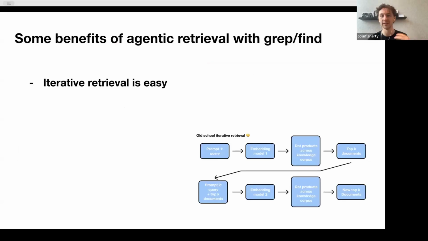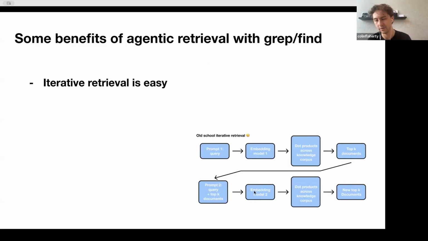So there are some benefits of this agentic retrieval with grep and find. One, iterative retrieval is super easy. If any of you have seen what an old school iterative retrieval setup might look like, it's something like this on the bottom. You have a prompt 1, which is your query. You put that in an embedding model. You dot product against the knowledge corpus. You get some top K documents. Now you have a new prompt that's the query plus these top K documents.